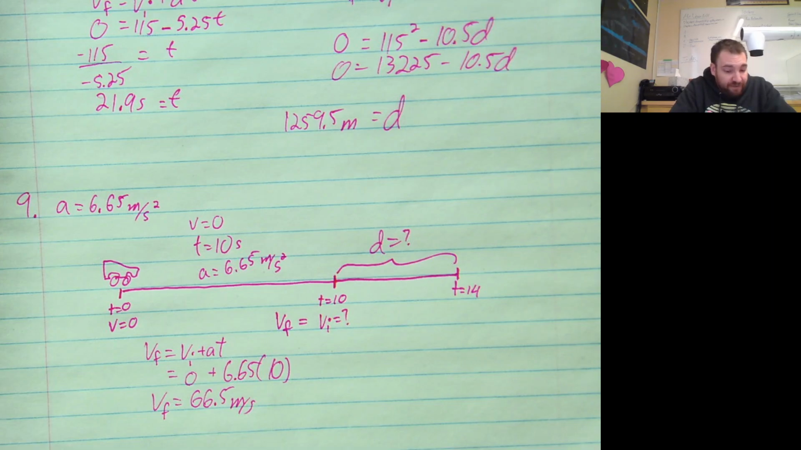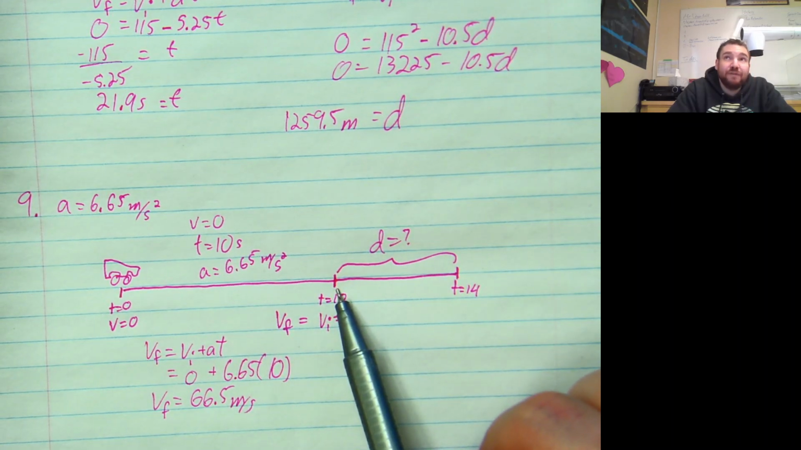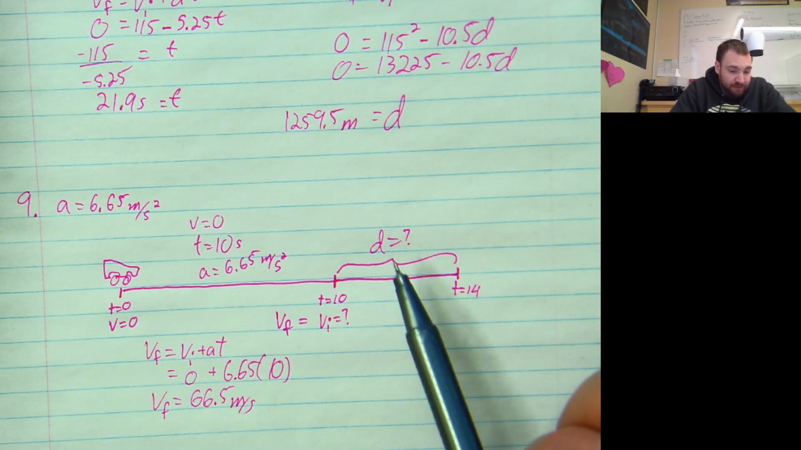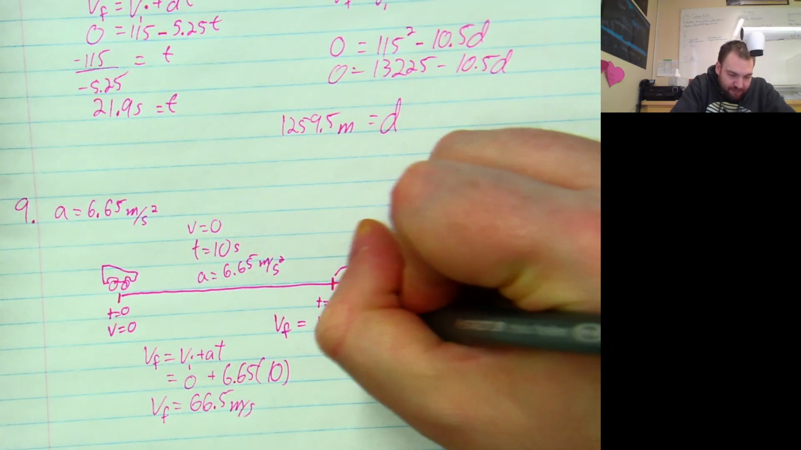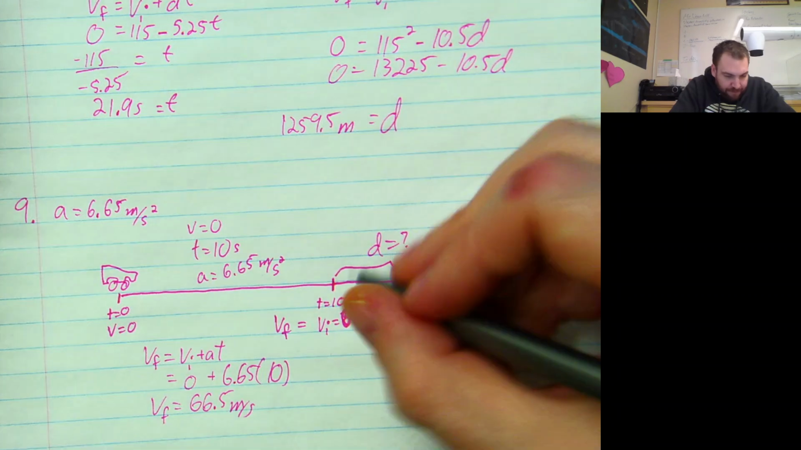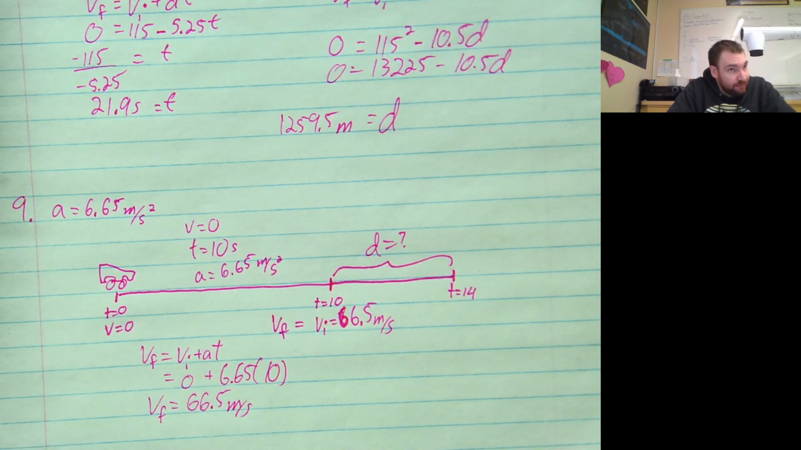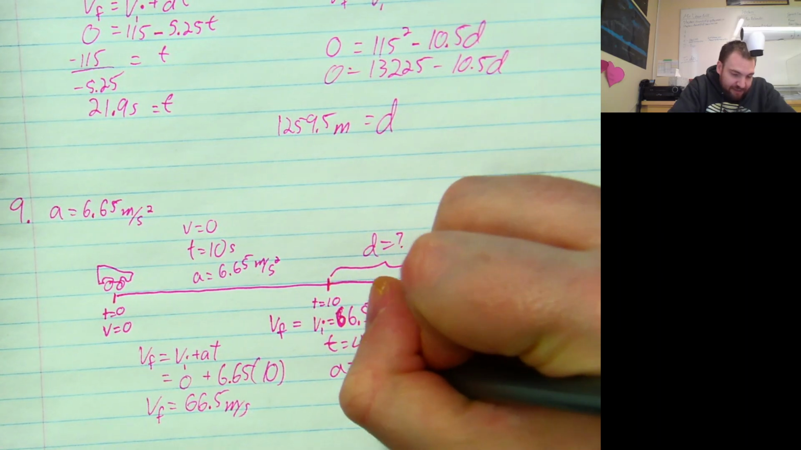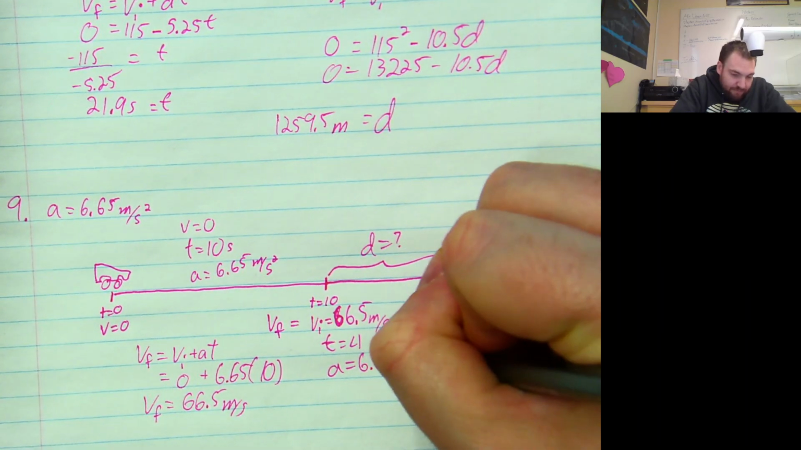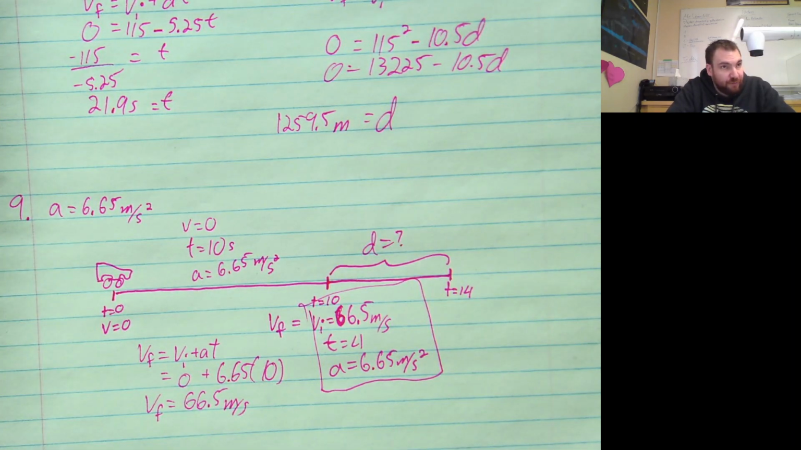Okay, so now we've got an initial velocity. That final velocity for this first 10 seconds becomes the initial velocity for this chunk of time here. So my VI, we've got a value for it. I'm just going to write it over top of that question mark: 66.5 meters per second. The time is going to be what? 4 seconds. And my acceleration now is going to be 6.65 meters per second squared. So this is actually what we're trying to solve for, and I want D.